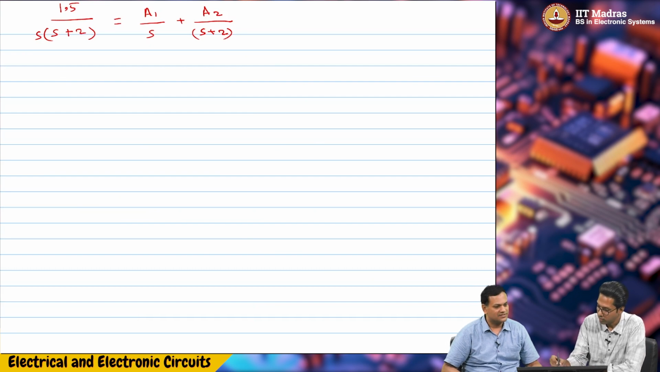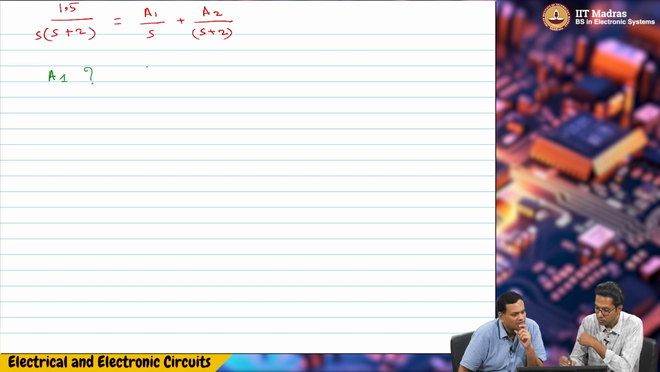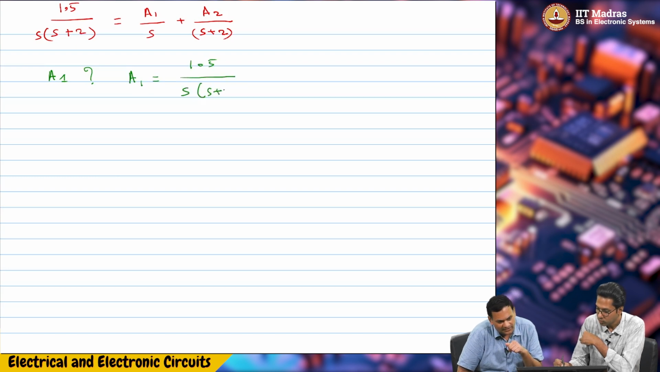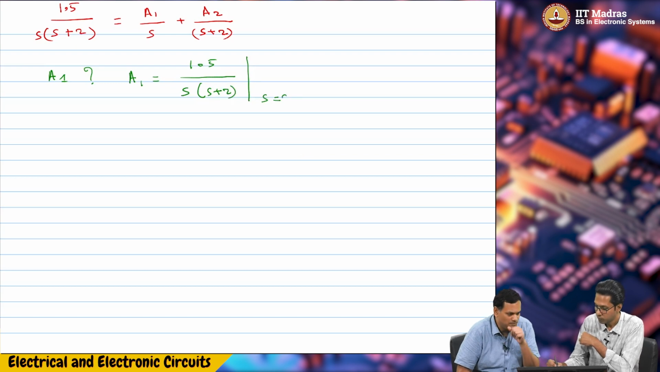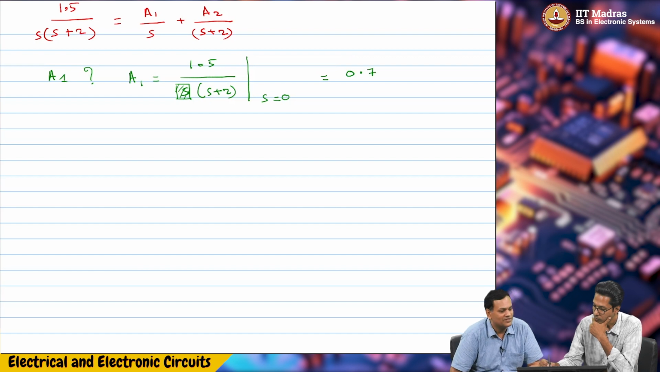So let's find out one by one. You were too fast, so I missed that. So what you're saying is we want to find out a1 first. a1 will be this 1.5 by s into s plus 2, I will keep s equal to 0, and hide that part. Without doing that, you can't set s equal to 0. So this is then 1.5 by 2, that's 0.75. Oh, it's that easy. This is very straightforward.